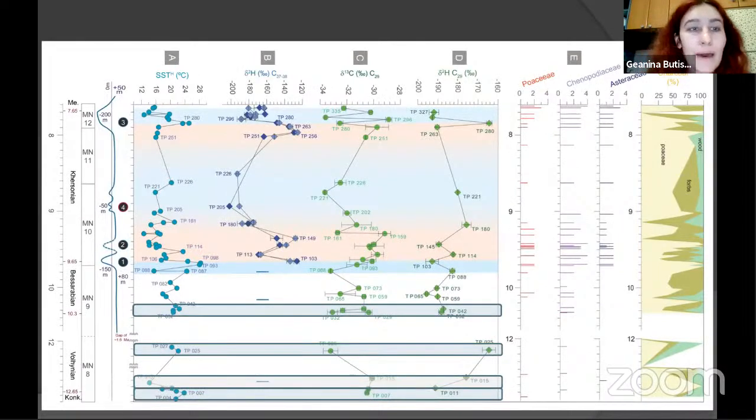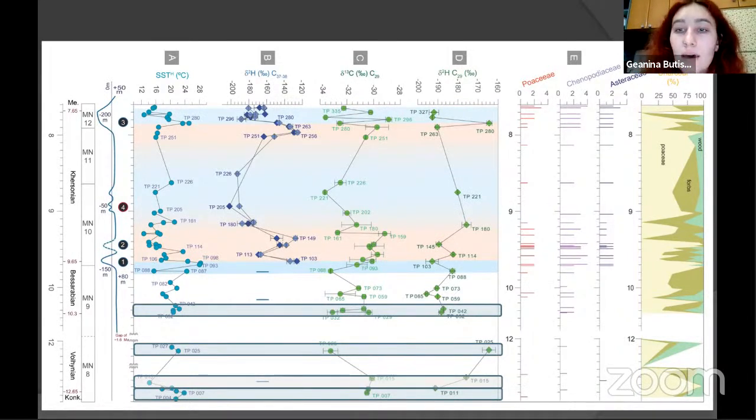If we take a step back and look at all these sets of data, we can see that they are all indeed correlated. I'm going to focus again on the upper part because here we have continuous data. Together with our data, the temperature and the hydrogen, we also plot some of the pollen data from Razumkova from 2012.